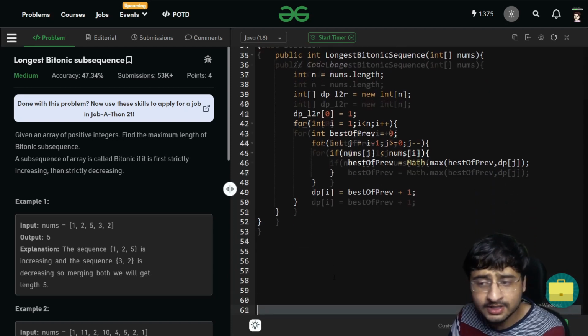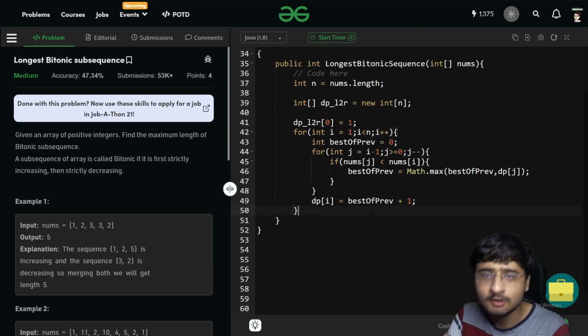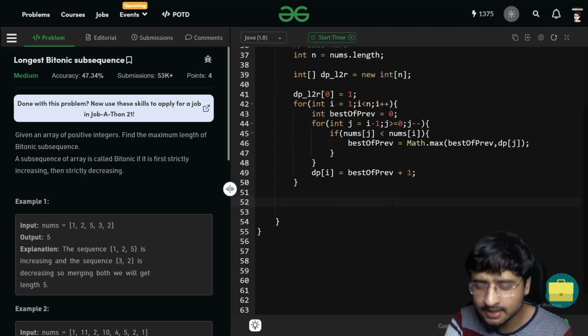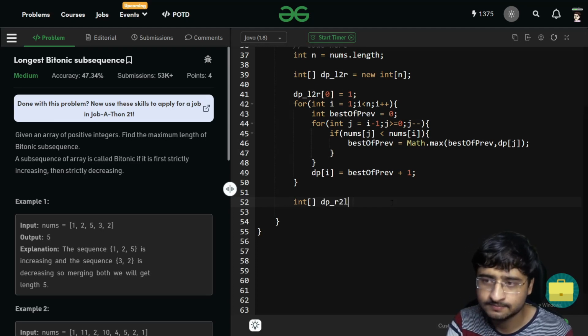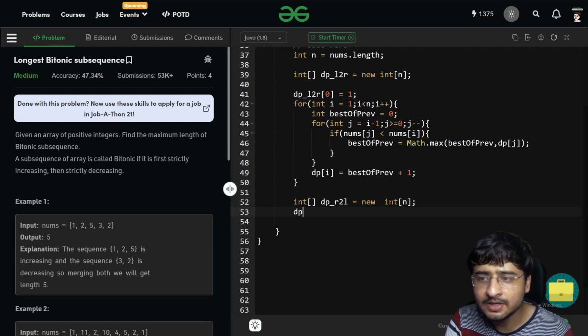I hope it is clear. We have already discussed this approach in the tabulation part of the longest decreasing subsequence. Let us quickly move forward and make another array, integer dp R to L, equal to new integer n. Here you can say dp of R to L.